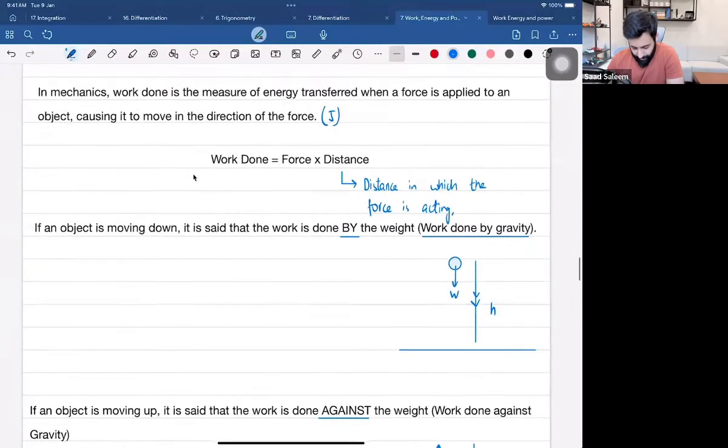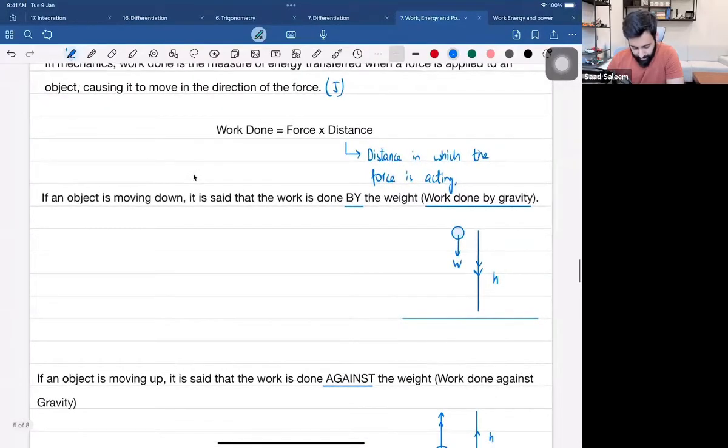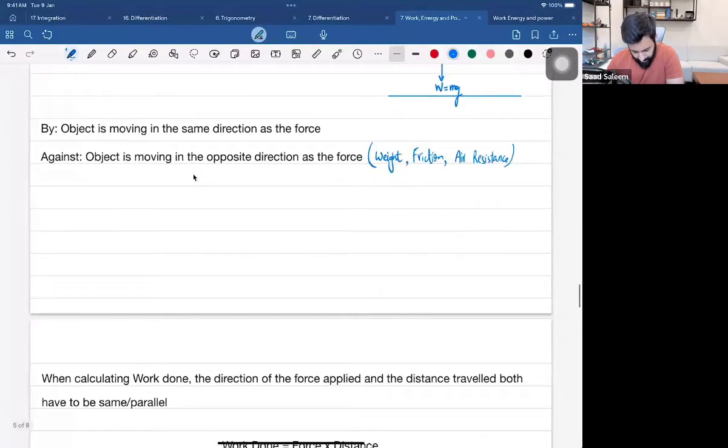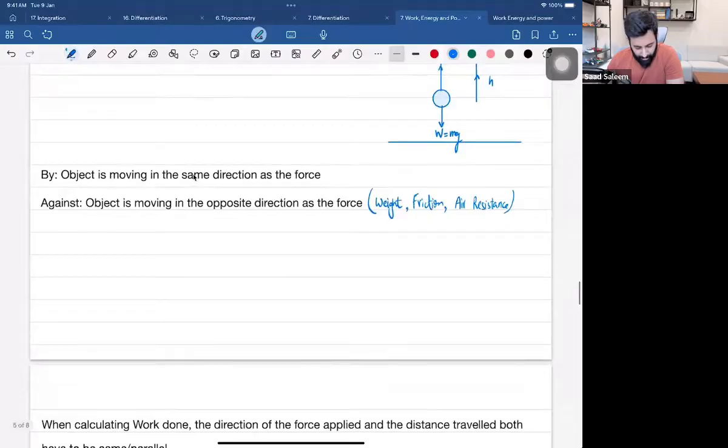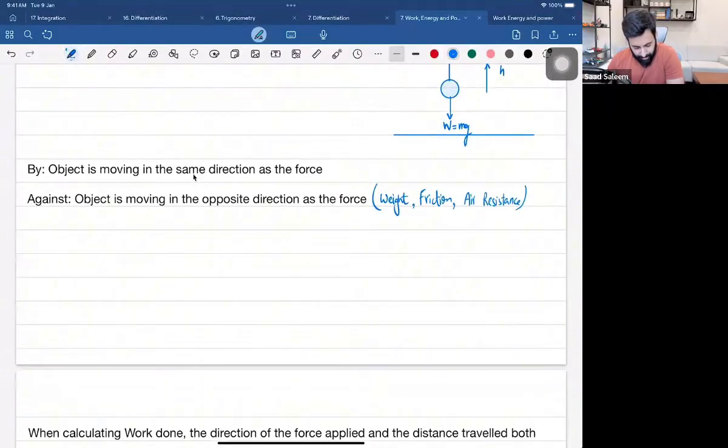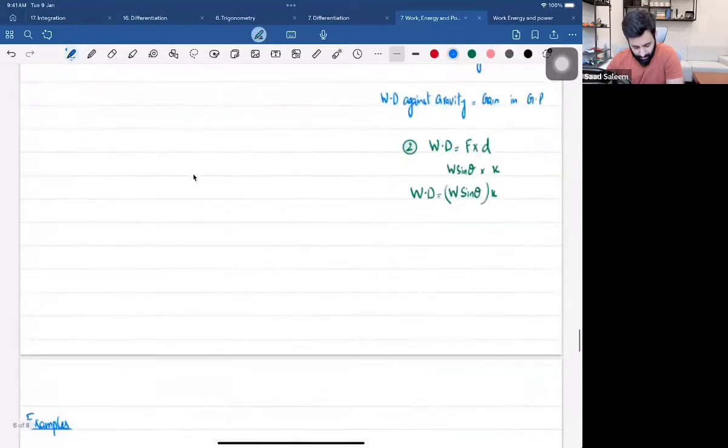If it's by, if the object is moving down, we say that the work is done by the weight. No, in fact, I wrote one here. By means that the object is moving in the same direction as the force. Against is when the object is moving in the opposite direction to the force.